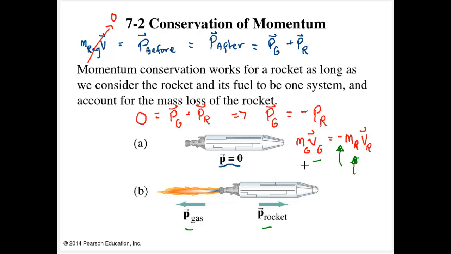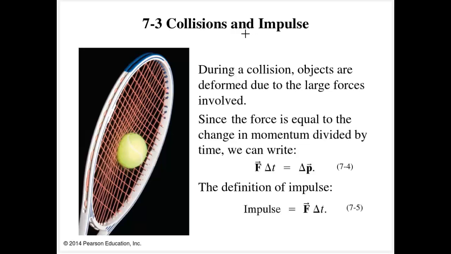Something else that we know is the mass of the gas is quite small. The mass of the rocket here is going to be quite large. What this says is the velocity of the gas must be very, very large in order to produce even a small velocity of the rocket. Let's take a look at what actually happens during the collision moment itself.